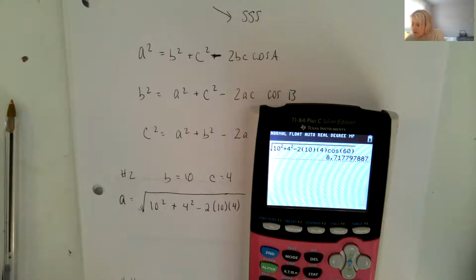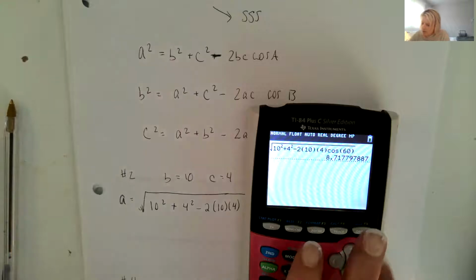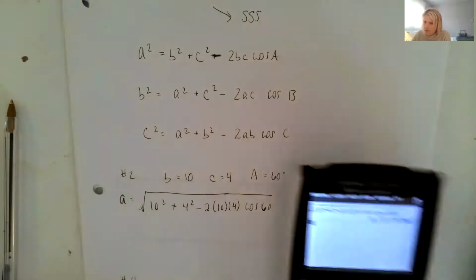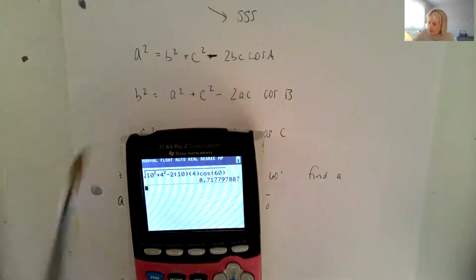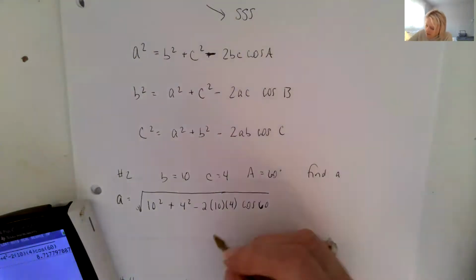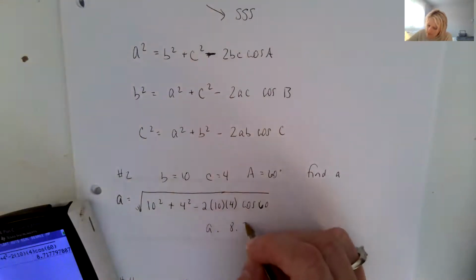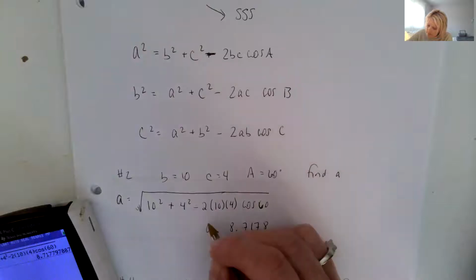Type that in, 2 times cosine of 60. So answers might vary a little bit from each other because I did it in parts before, but 8.7178 is what I get.